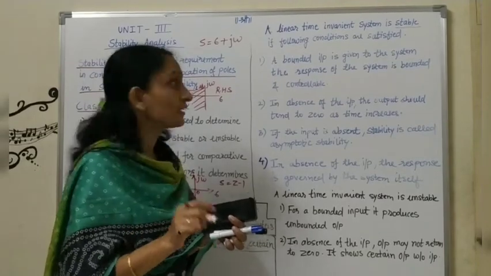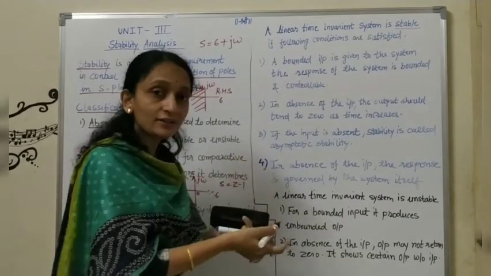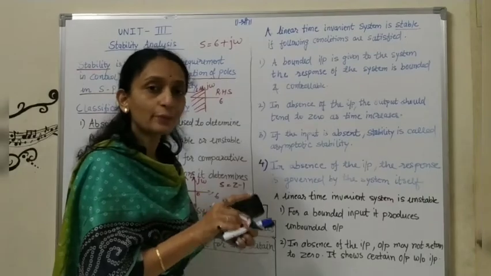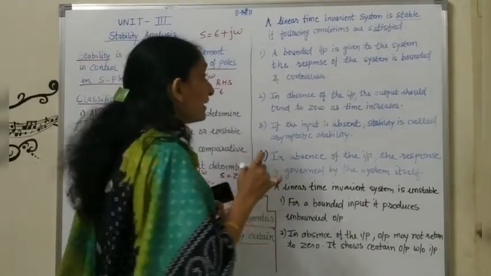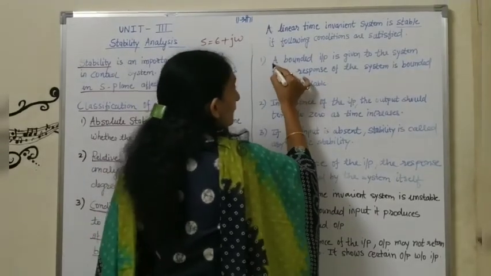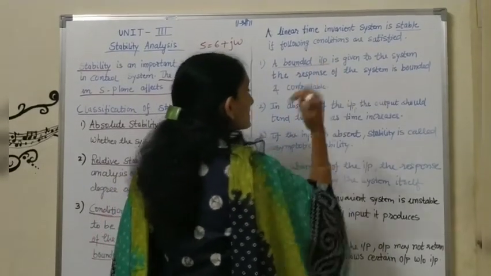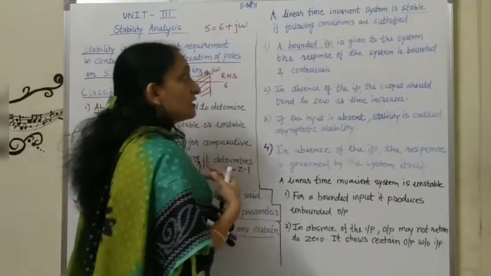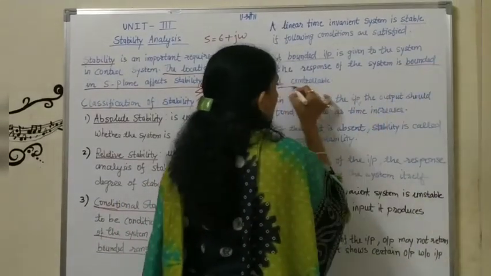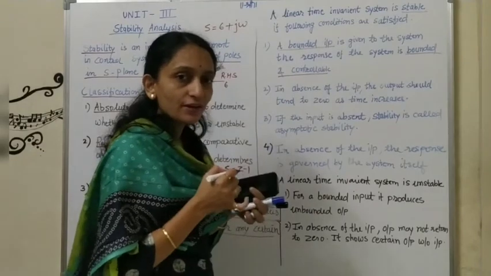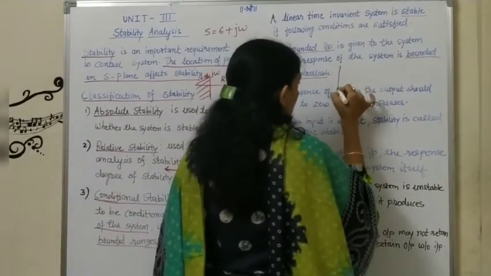See, we have studied the concept of time invariant and time variant in unit 1. So a linear time invariant system is stable if, number 1, when a bounded input is given to the system, the response of the system is bounded and controllable. So what is bounded? I will give you an example.